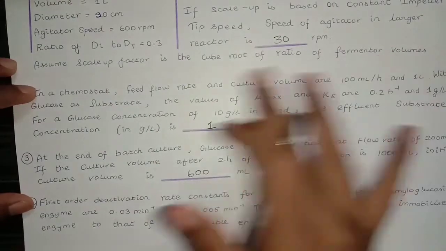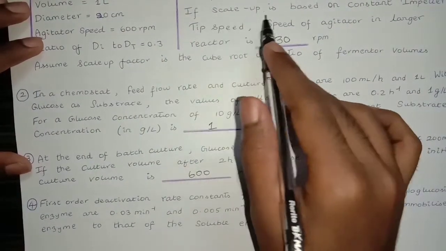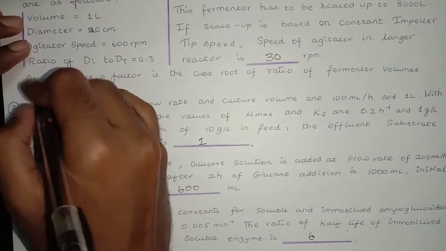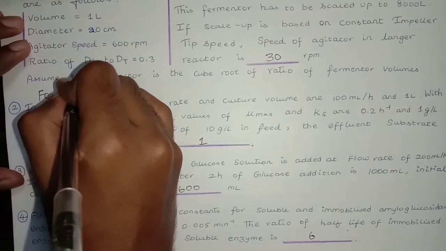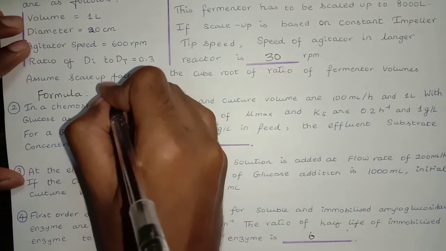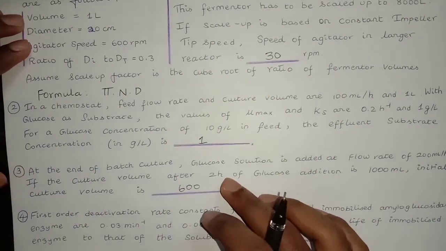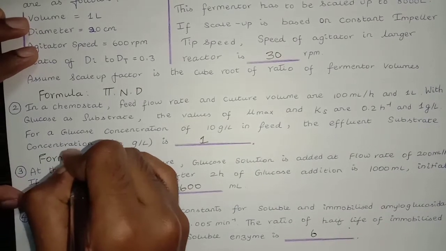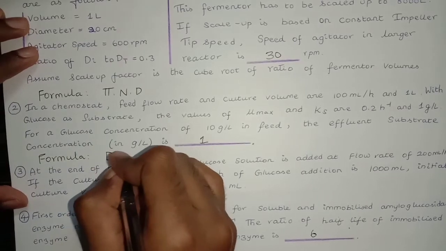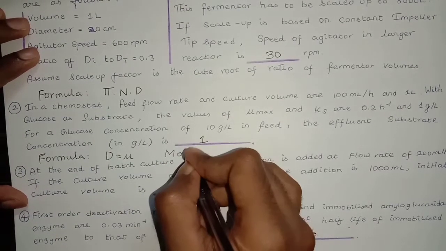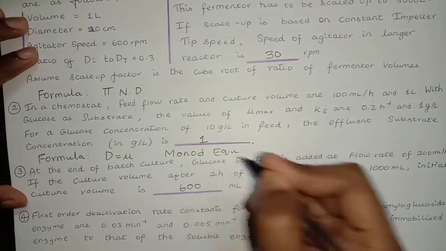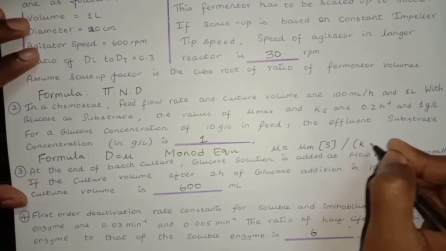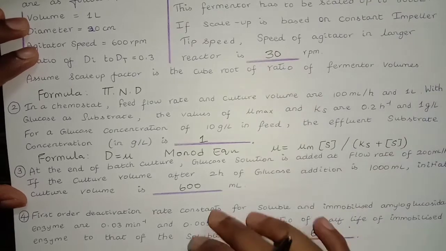Okay, let's end this session by writing down the formulas. The formula we used for calculating the constant impeller tip speed based scale up is pi n d. For the chemostat, we wrote the cell balance and arrived at D is equal to mu, and used the Monod equation, mu is equal to mu max times S over Ks plus S.